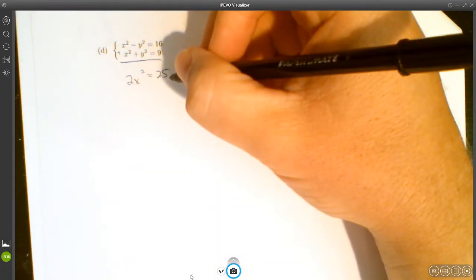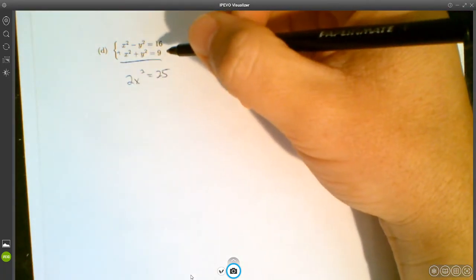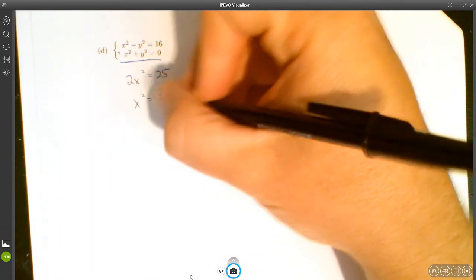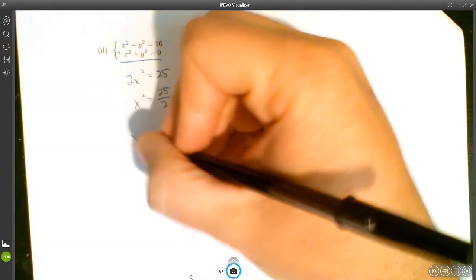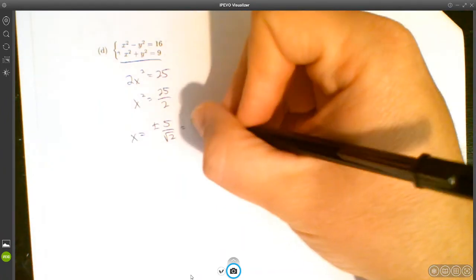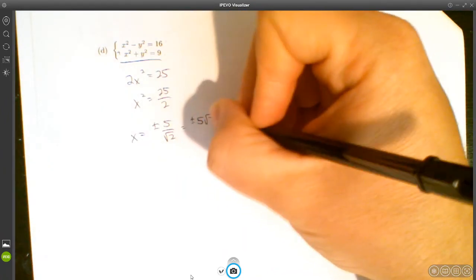Too bad I didn't make it 50. Then we could divide by 2 and just get x squared equals 25, which would have been nice. The way it stands, we're going to have x squared equals 25 halves, which is kind of nasty. And then we get x equals plus or minus 5 over root 2. Or if you like, you can rationalize: 5 root 2 over 2.